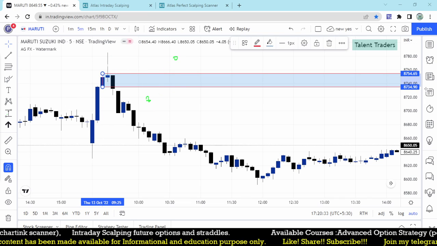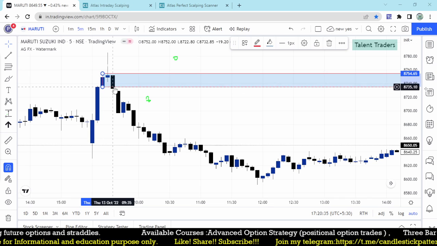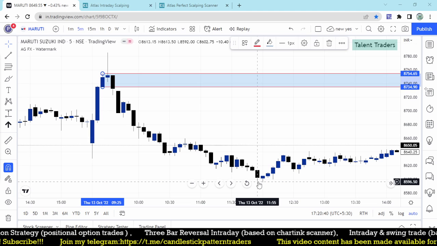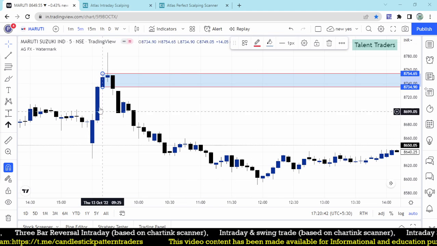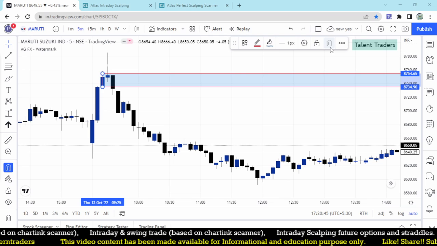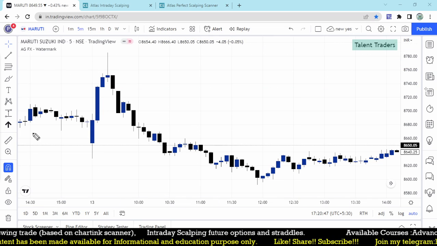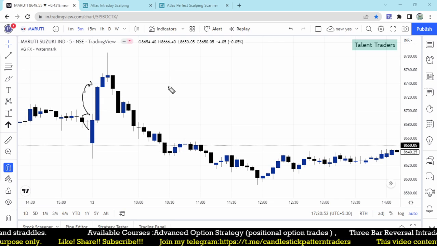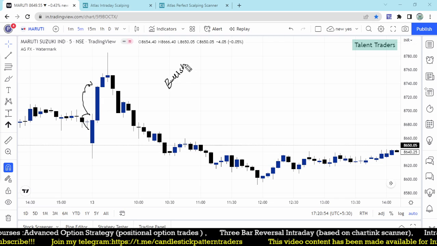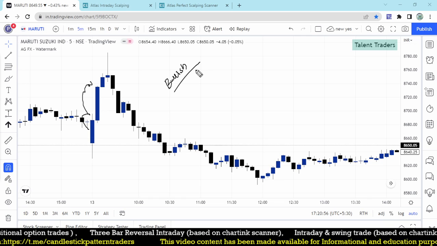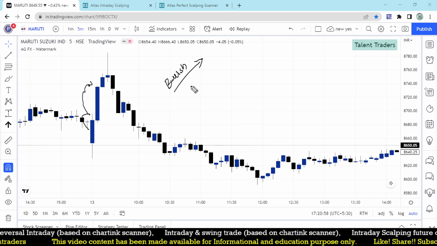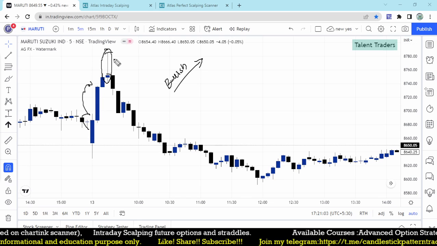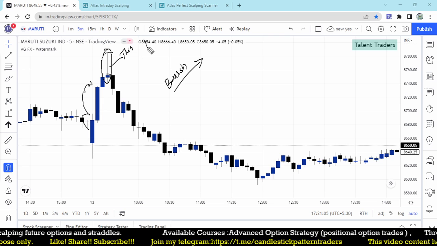Here it broke the low, and slowly, gradually, it went down, almost to the low made at 8,592. So what was the logic at this point? After 3 consecutive candles showing bullishness, once that bullishness goes up, at this point there is a huge price rejection. This area is a price rejection.